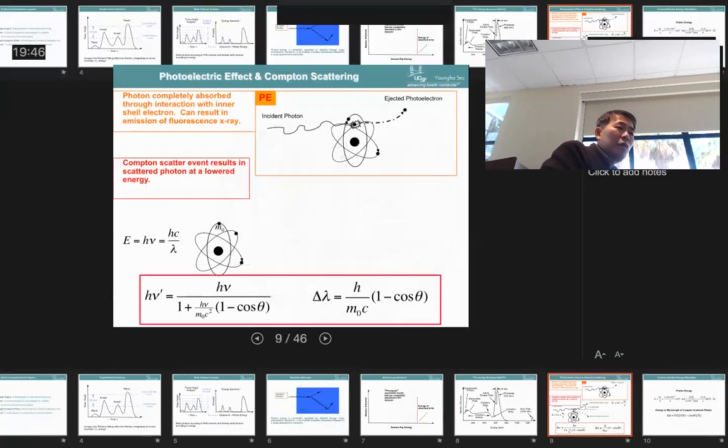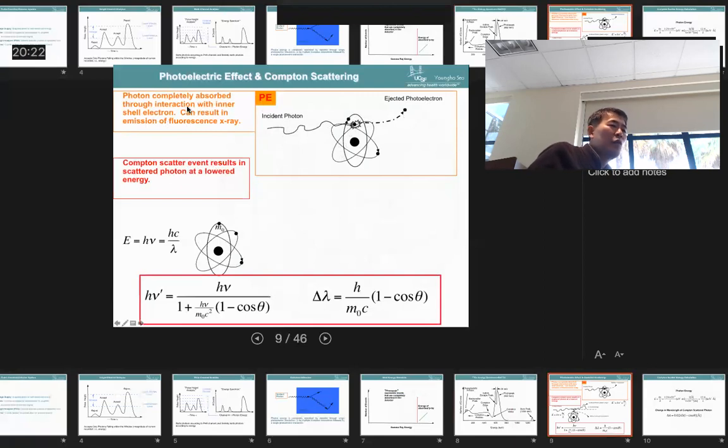We talked about the photoelectric effect and Compton scattering. Okay, so if the photon is completely absorbed through the interaction with an electron in the electron cloud, and the energy is really high enough that it ejects a photoelectron, this is the photoelectric effect. So here again, what we know is that the incident photon lost all its energy through this one. So something we could miss is this ejected photoelectron. But the electron is not traveling that far.